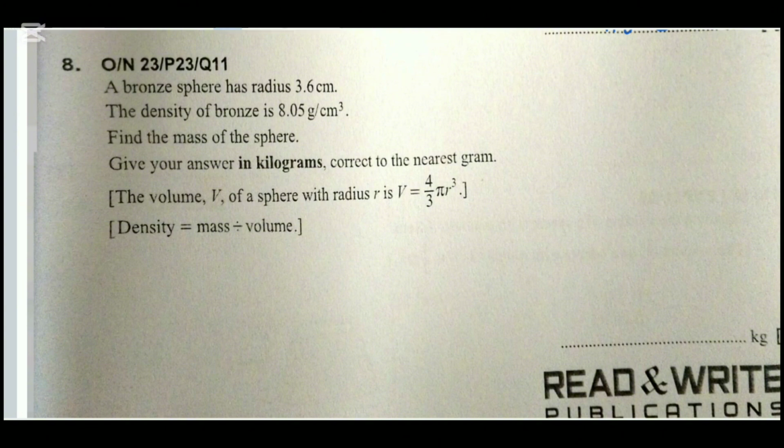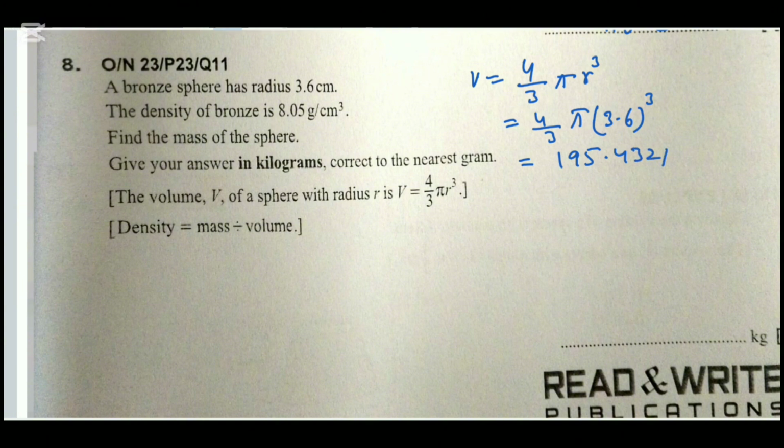We have to use the formula density is equal to mass over volume. So first of all we will find the volume. Volume is equal to 4 by 3 pi r cube. The sphere's volume formula is 4 by 3 pi r cube. Here r is 3.6 cube, and if you put it in the calculator you will get 195.4321.